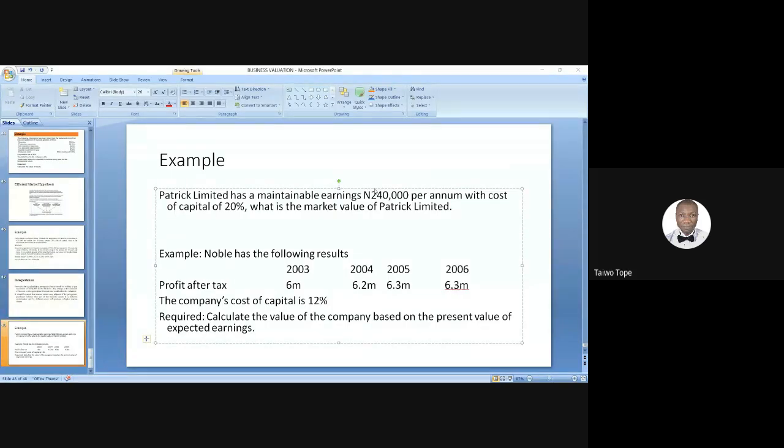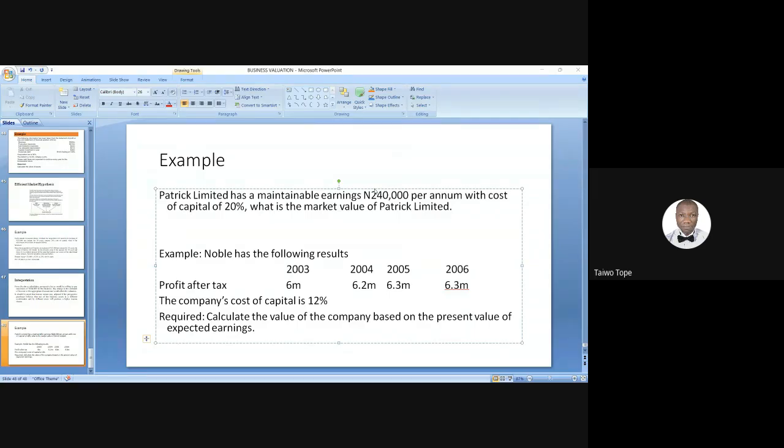So looking at this question, you said what comes to mind is present value. So how do we look at that? The earning is not constant, so we are not using annuity this time around. We are using discount factor to discount it.